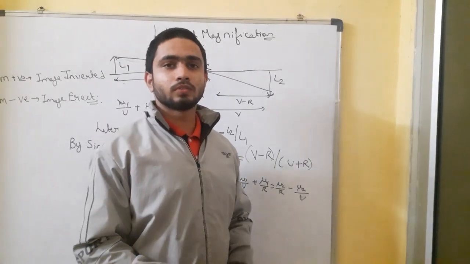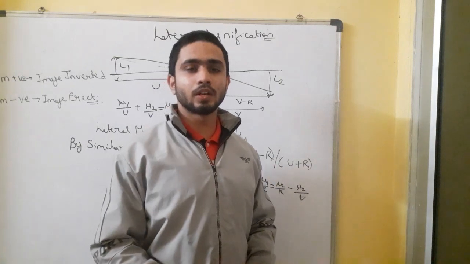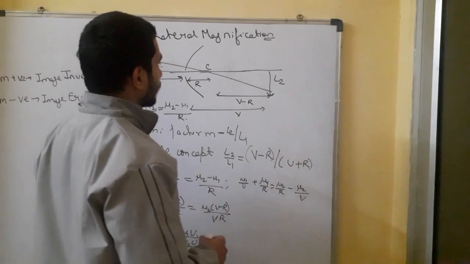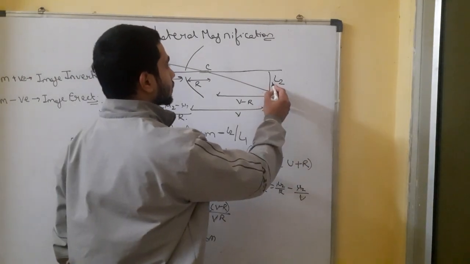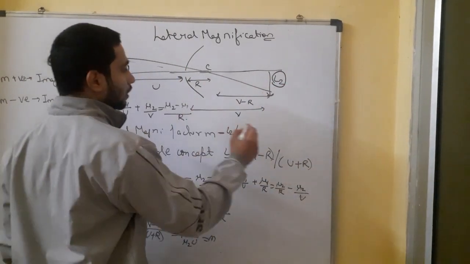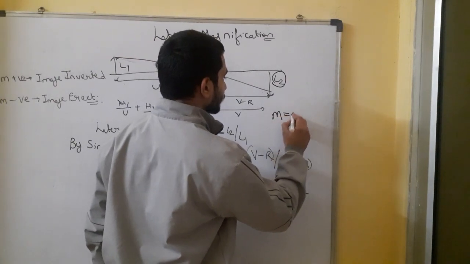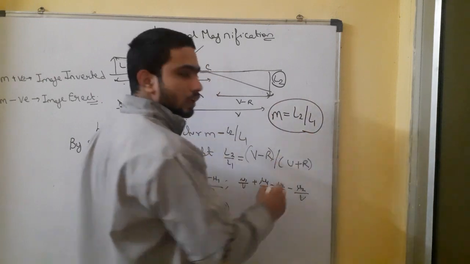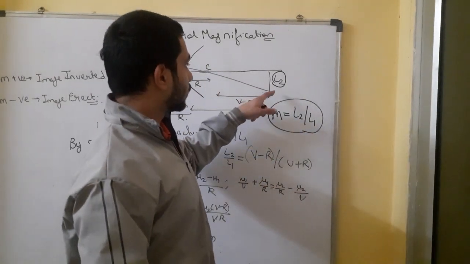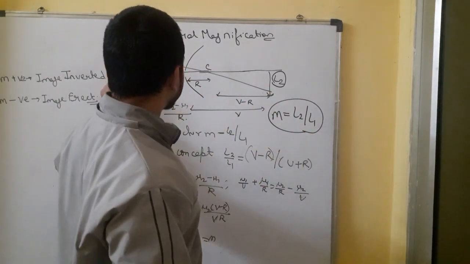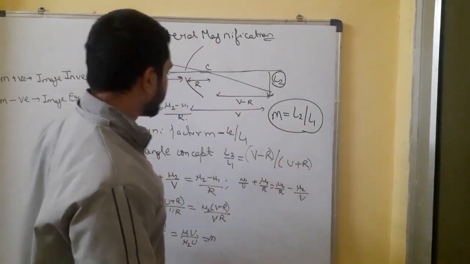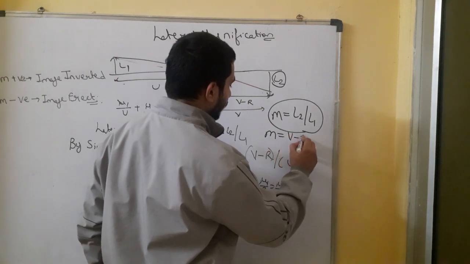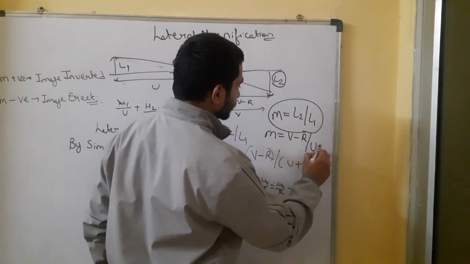So now, seeing the first part of magnification, which is lateral magnification. What is lateral magnification? In lateral magnification, we define the factor m as L2 by L1, where L2 is the length of the image and L1 is the length of the object. It can also be defined as V minus R upon U plus R.